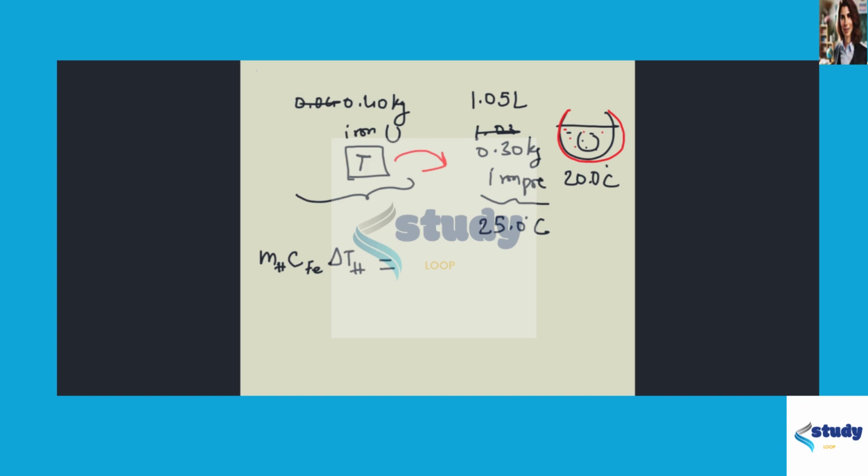So for the water, it is the mass of water, the specific heat of water times delta T. Water went from 20 degrees to 25 degrees, so that's 25 minus 20. Similarly, for the iron pot, it's mass of the iron pot times the specific heat of iron, because it is also made of iron, times delta T again, which is 25 minus 20.